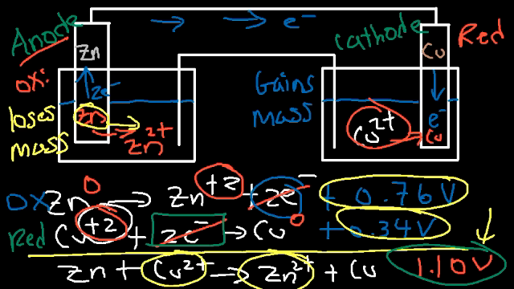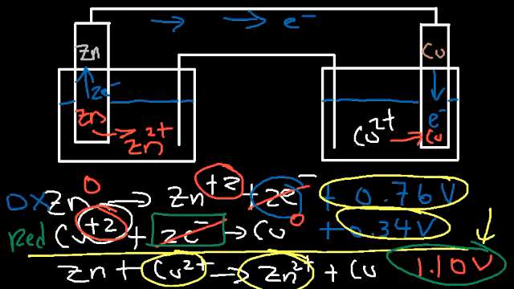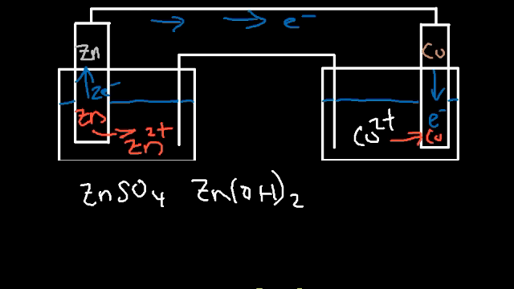Now, let's talk about the salt bridge. First, let's clear away some space. So, let's say you have 3 potential compounds to choose from. Let's say zinc sulfate, zinc hydroxide, and zinc carbonate. Which of these 3 compounds will be most suitable for the aqueous solution that contains the zinc electrode? Which one would you choose?